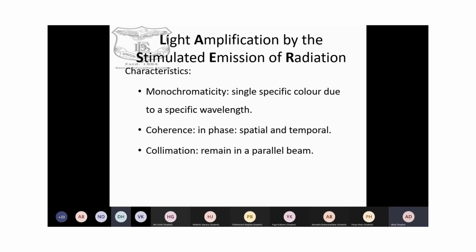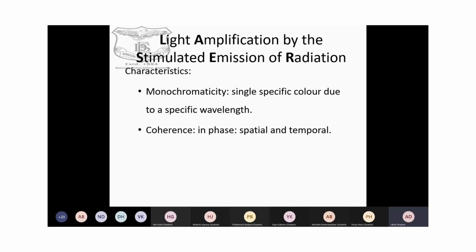So coherence is where your radiation beams are going to be in phase with each other. All the peaks are going to be together, all the troughs are going to be together. So that is spatial coherence.